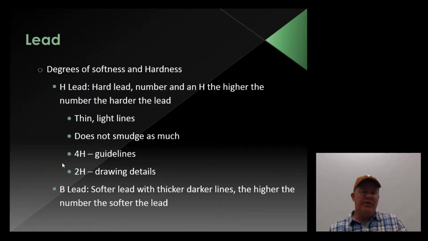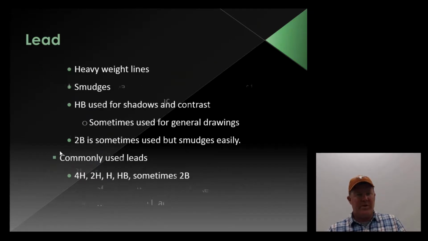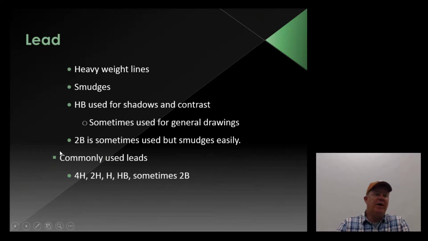If we go to B lead, it's a softer lead with thicker, darker lines. The higher the number, the softer the lead. So, 4B is going to be softer than the 2B lead. It has heavyweight lines. It will smudge. That's the one that creates that nastiness on the bottom of your palm here. HB is sometimes used for shadows and contrast.